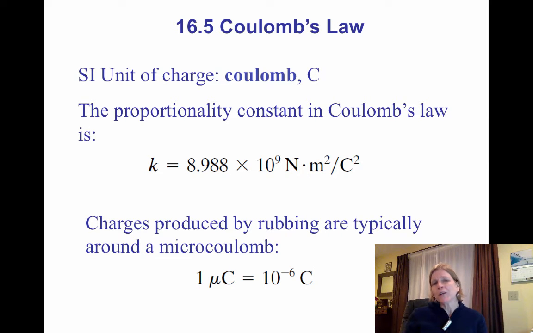All right, a Coulomb is actually a fairly large amount of charge. The charge produced by, say, rubbing a plastic ruler with a cloth, like we did in the last video, is typically around a microcoulomb. A micro is 10 to the minus 6, so 1 microcoulomb is 10 to the minus 6 Coulombs. If you're not familiar with your SI units, go back. That was covered back in chapter 1 or 2 of the textbook.